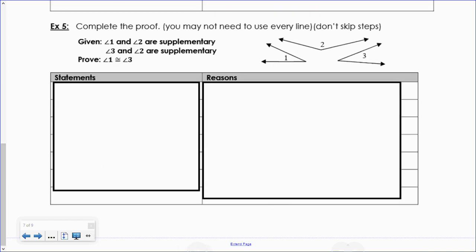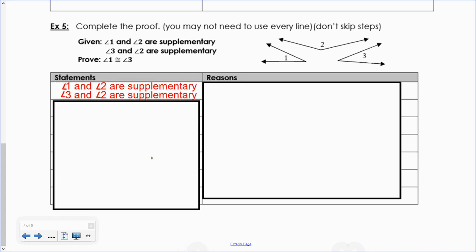Okay. I have these 3 angles. I know that angle 1 and angle 2 are supplementary, and then I know angle 3 and angle 2 are supplementary. So that's the first step in my proof, the given. So I'm going to go ahead and write those down.